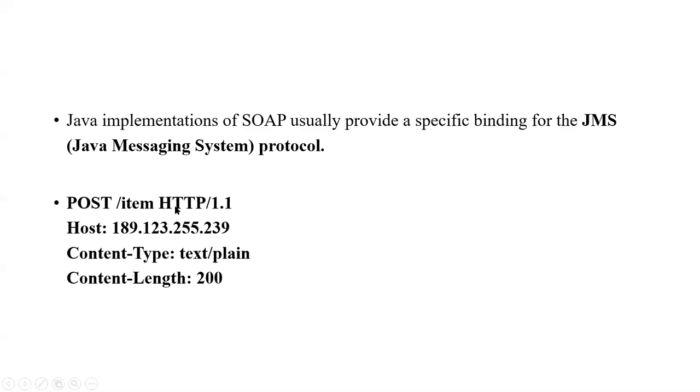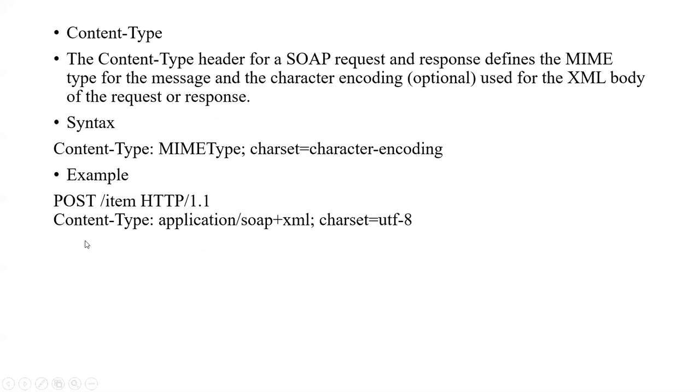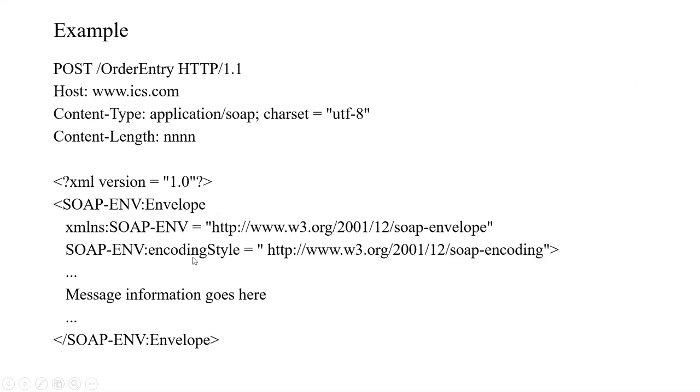Here we use the post item and the HTTP version. Here we can specify our IP address, or we can specify our URL also. For content type, we specify the message type, text length, and for content length, say 200 characters. Here we mention the font or the type of the message that we want to share. So this is the example of an HTTP post.